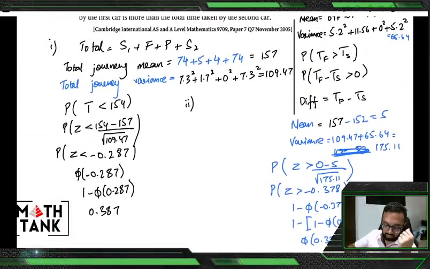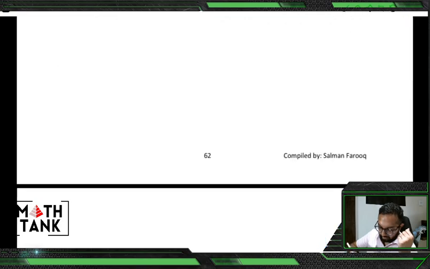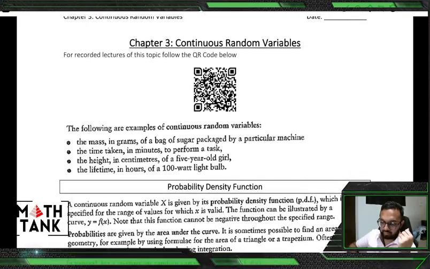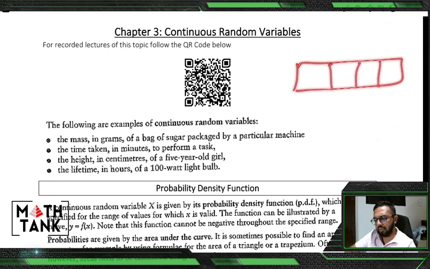Let's quickly move on to the next topic that we have. The third topic in this series, in this syllabus, is continuous random variable. Now with continuous random variable, you've done discrete random variable in S1, where you construct a table of probabilities and you say that these are the possible values of X, and you calculate the probability of each of these.